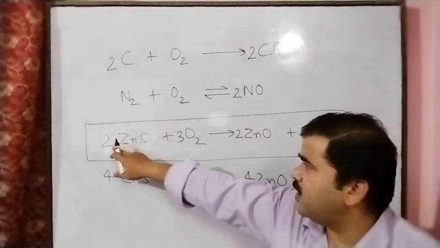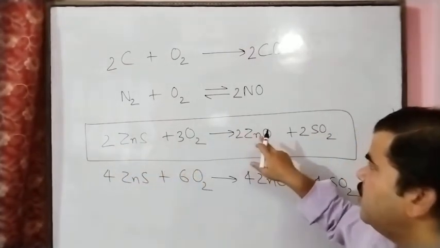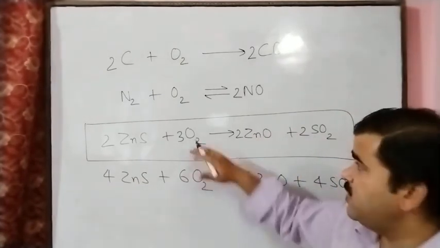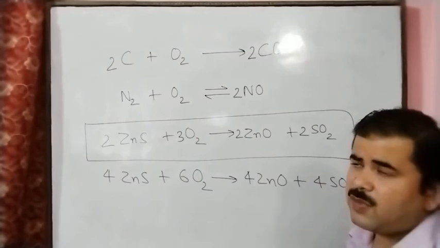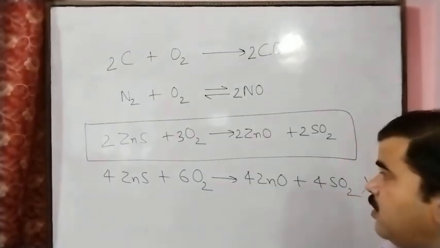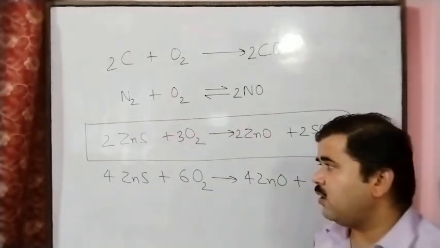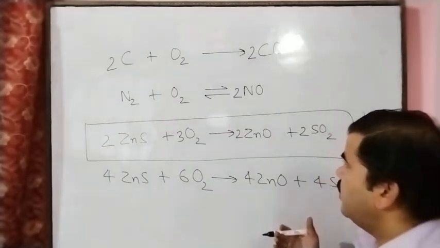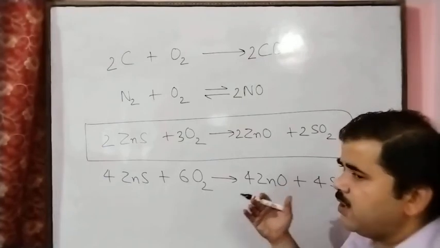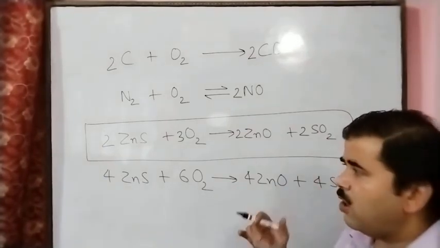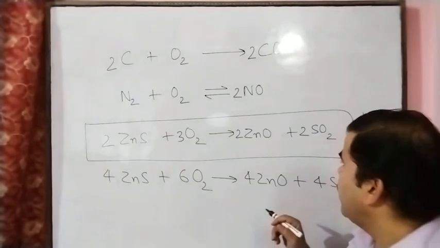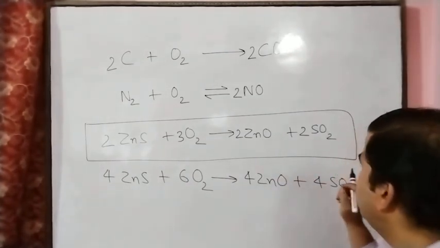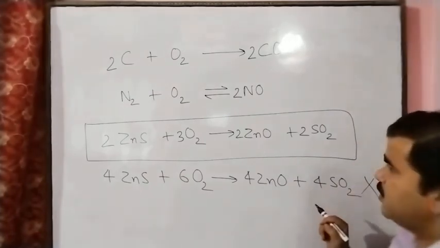Simplest number means here 2ZnS plus 3O2, then 2ZnO, then 2SO2. We can't simplify again, which means these are the simplest numbers. And here the question is, how can we understand this is the simplest number in the chemical equation? Is the simplest number used, or more than this? So here is a very simple way to understand this.